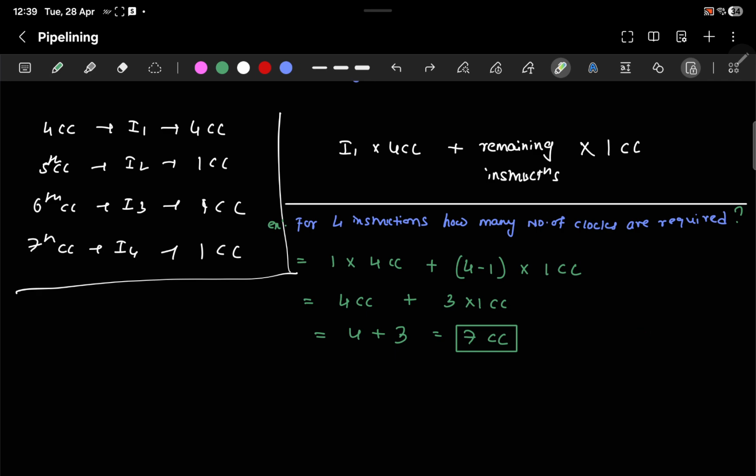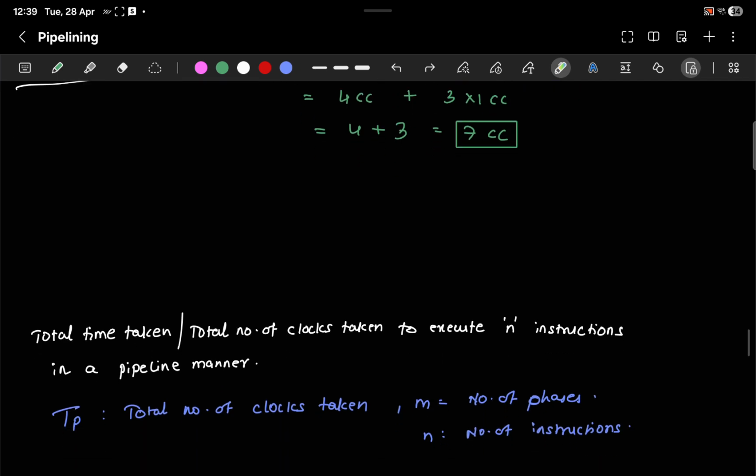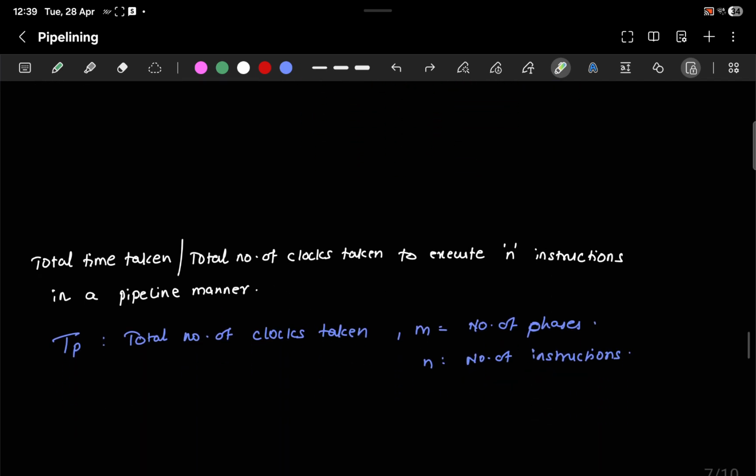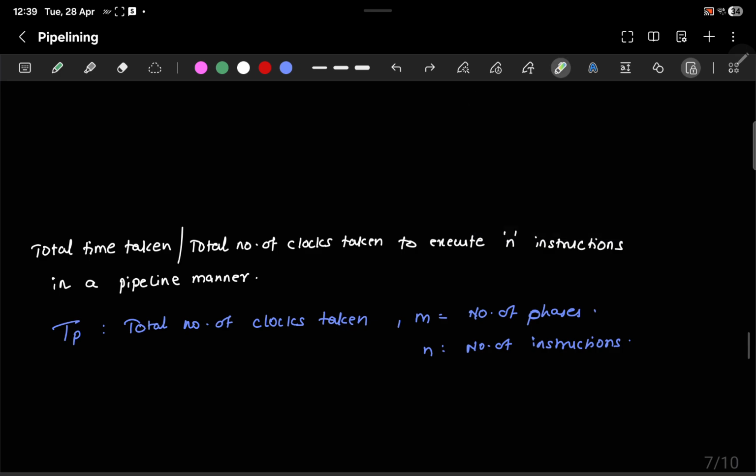Okay, so I hope you understood how to calculate all those things. We will try to generalize this formula, because this is not a generic formula. So consider there are n instructions. I will try to generalize this formula so that it will be very easy for you to solve in the exam also. Suppose there are n instructions in the pipeline, and you have to calculate the total number of clock cycles or time taken if there are n instructions in a pipelined manner.